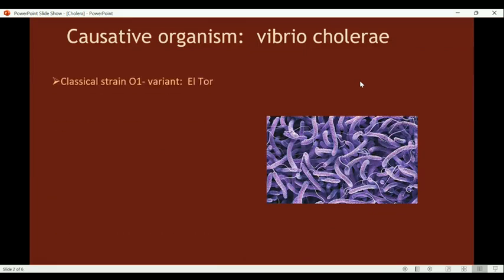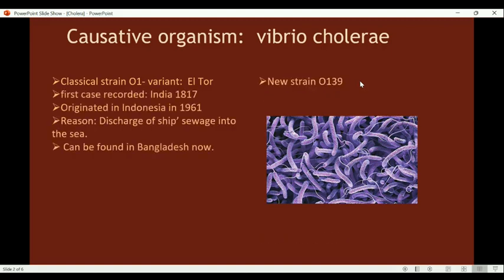This bacterium has two main strains, which are strain O1 and strain O139. Strain O1 is also known as the classical strain and has a type named El Tor. From 1817 to 1923, there were 6 pandemics of cholera in total. After this, many countries around the world largely recovered.